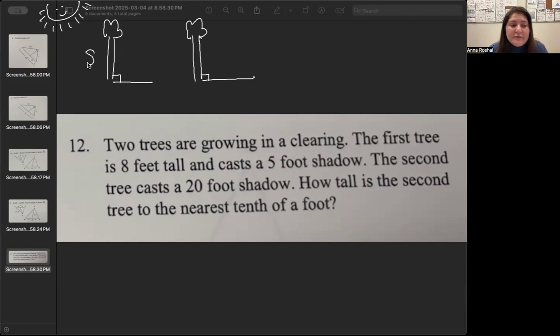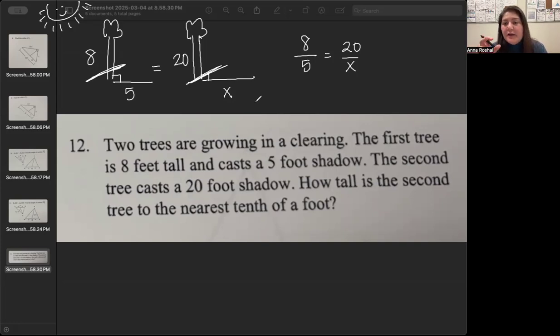So I've got an 8-foot tree and a 5-foot shadow, and then I've got a 20-foot tree with an unknown shadow. So again, I'm going to go 8 over 5 equals 20 over x. Again, I'm creating this fraction equals this fraction over here, right? 8 over 5 is 20 over x. Every single time that you have these kinds of triangles that are similar, you can always go in and create a similarity fraction, okay?